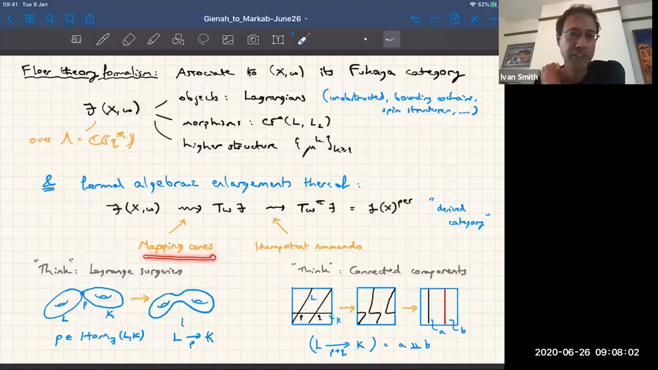The passage of taking mapping cones is what we think of as corresponding to Lagrange surgery. So if I have sort of two Lagrangians meeting transversely at a single point, the sort of nicest possible situation, and I think of that point as a morphism from one to the other in the Fukaya category, then the mapping cone is represented by work of Fukaya and co-authors by the Lagrange surgery.